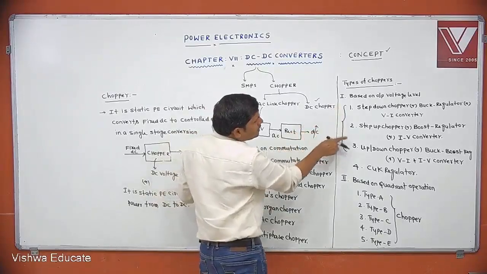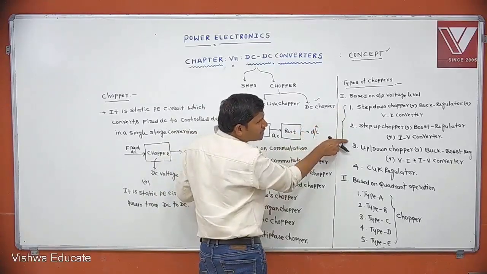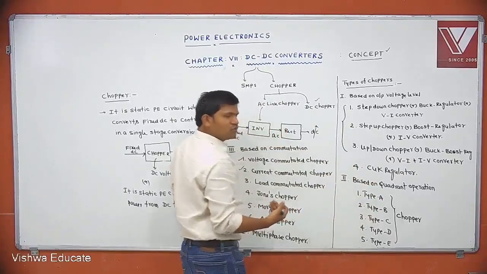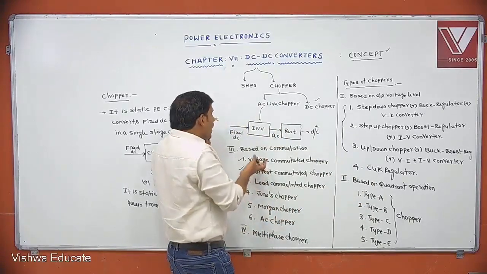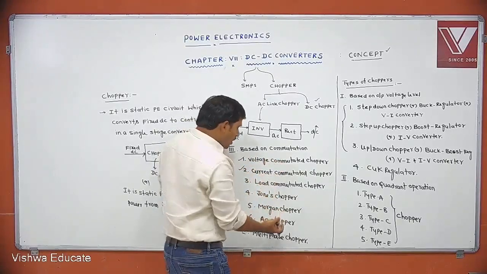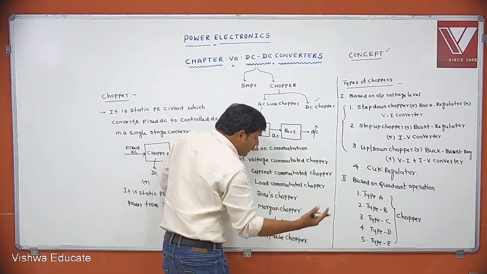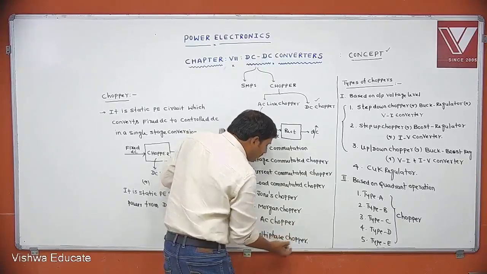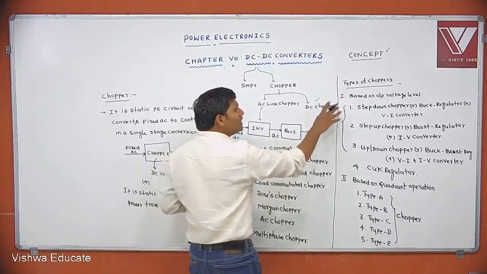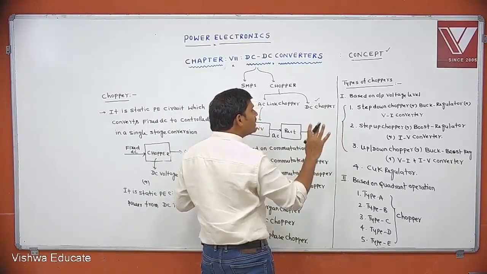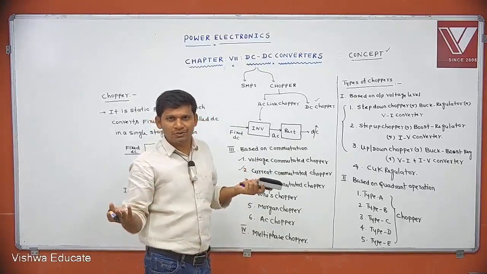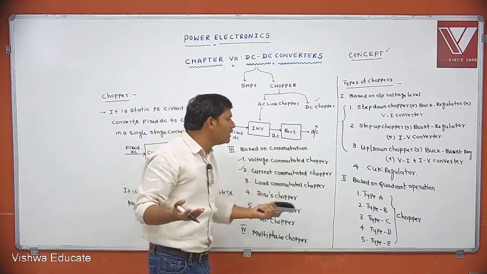Even though the GATE syllabus mentions only these three topics, questions are framed based on the types of choppers based on quadrant operation, and also on voltage commutated and current commutated choppers. And in 2018, questions were framed on the multi-phase chopper also. So you need knowledge of the total concept, then only you can solve any competitive exam question. That's why concentrate on all these topics.